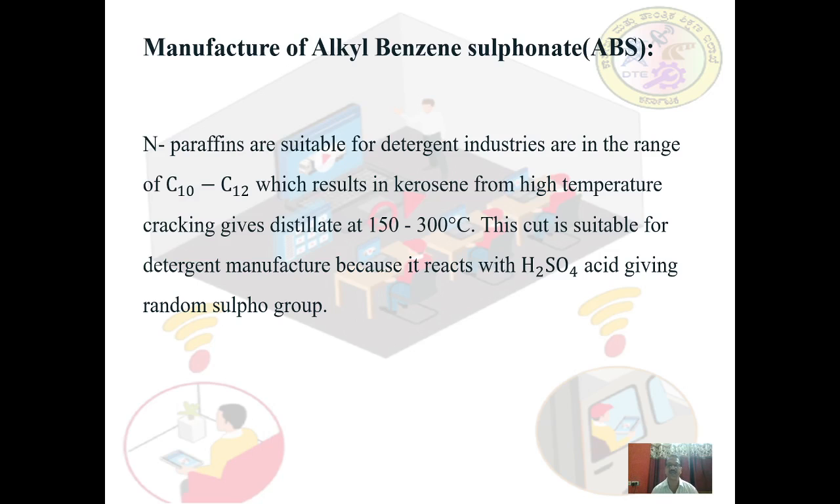In this, we will first study alkyl benzene sulfonate, the manufacture of alkyl benzene sulfonate (ABS). The raw material for this is normal paraffins, which are in the range of C10 to C12.